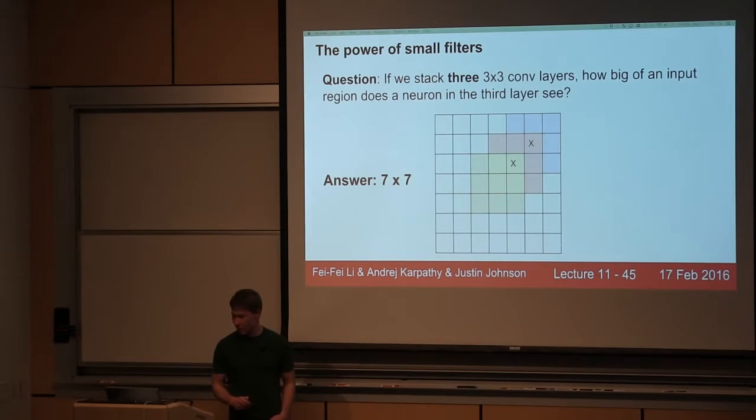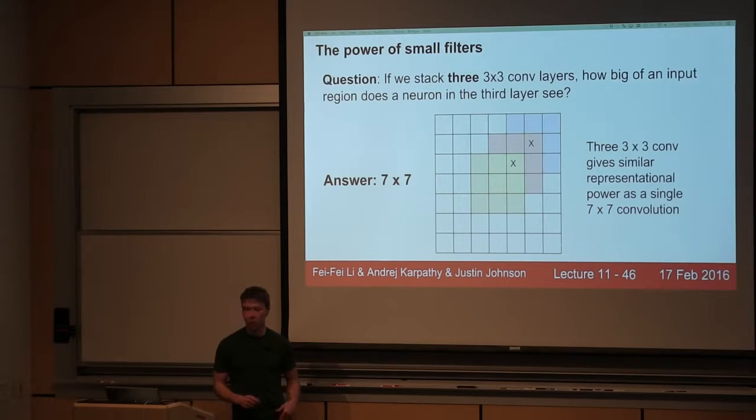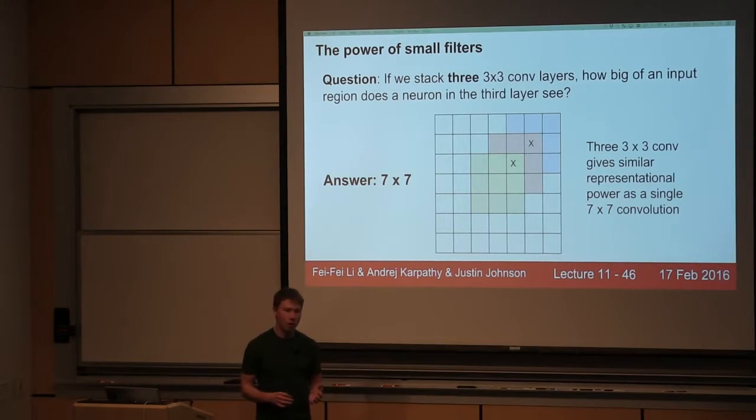So the point here to make is that three 3x3 convolutions actually give you a very similar representational power, is my claim, to a single 7x7 convolution. You might debate the exact semantics of this, and you could try to prove theorems about it. But just from an intuitive sense, three 3x3 convolutions can represent similar types of functions as a similar 7x7 convolution, since it's looking at the same input region in the input.